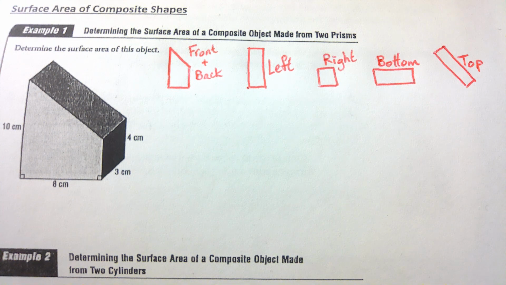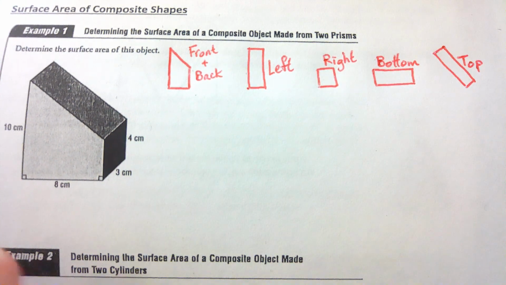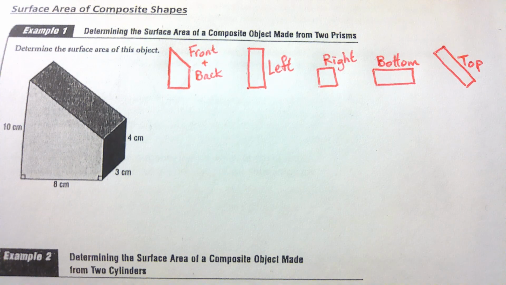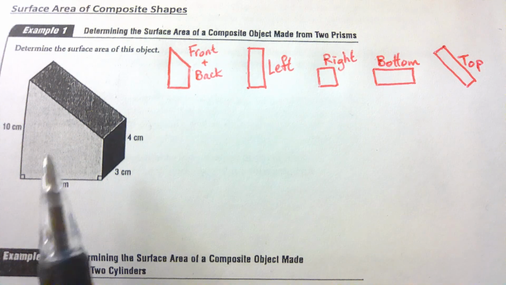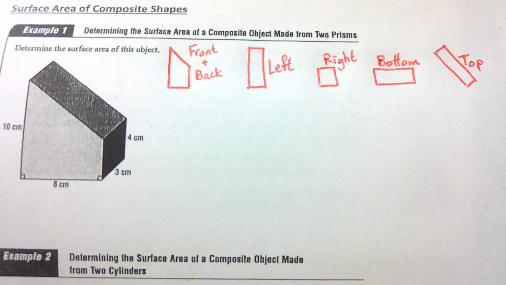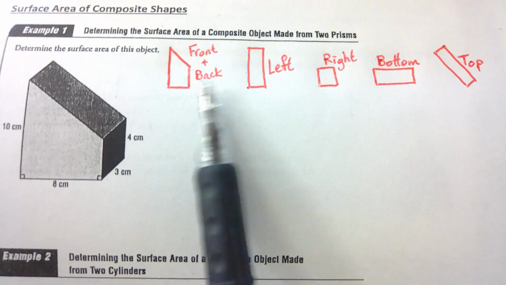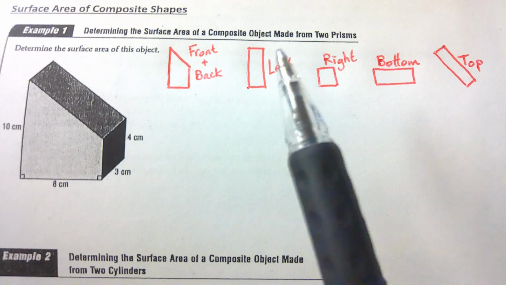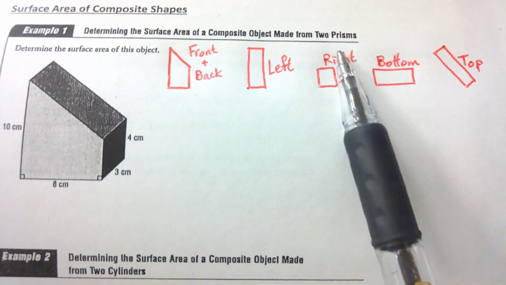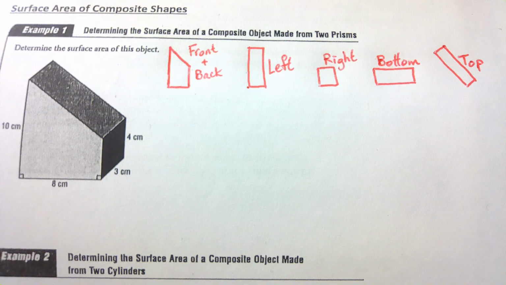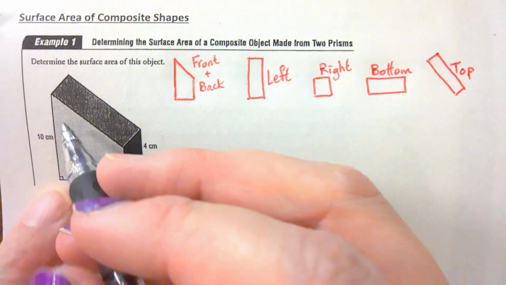So right here, I drew the net for this trapezoid prism. All right, so how many sides are in this diagram? How many sides? Margaret? Count again. 6, right. So when you draw these, you should see 6 sides. So 1, 2, 3, 4, 5, 6. 6 different sides.